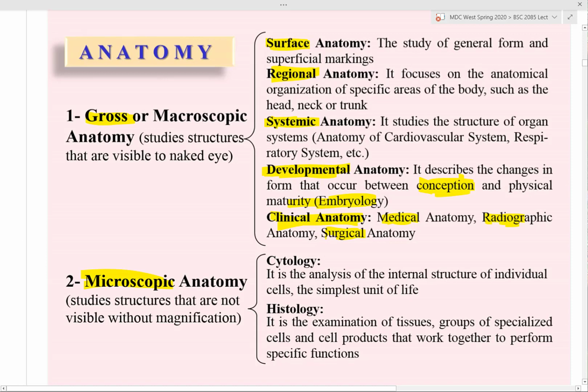The microscopic anatomy requires you to use a microscope. So it's really simple, right? And what are the things that you can see with a microscope? You can see the cell, which is cyto. If you break the word, cyto means cell. Ology means the study of, right? And then the other one is histo. Histo means tissue, and ology means the study of the tissue. Okay?